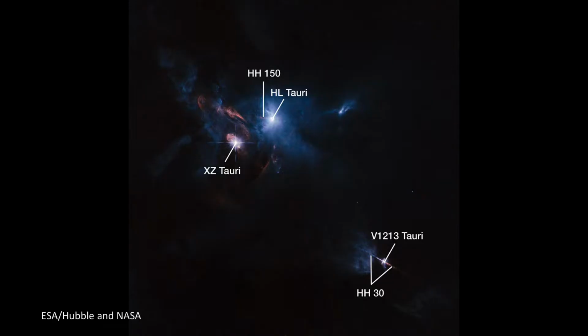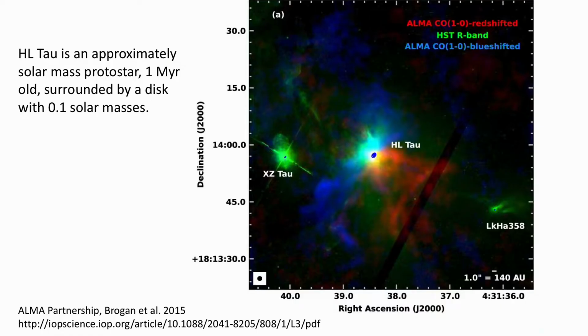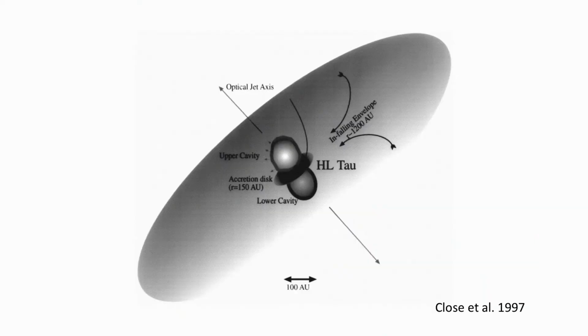Herbig-Haro objects are emission line regions that are the result of shock fronts, which are the result of either bullets or jets or other high velocity debris coming off from the central star. Here's HL Tau zoomed in with different velocities. You can see a kind of a conical shape here, and on the other side with a disk right in the middle, tiny disk. The disk is modeled here with the same orientation, and maybe you saw this yesterday.